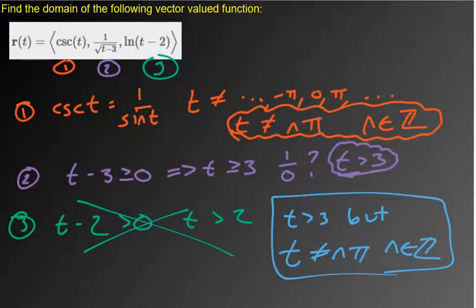But if you graph it, this thing is like a piecewise defined vector valued function. It's only going to show up for t values bigger than 3, but then it skips an infinite amount of multiples of pi. Like it'll skip pi, right? Because pi is bigger than that. And then every multiple of pi after that.